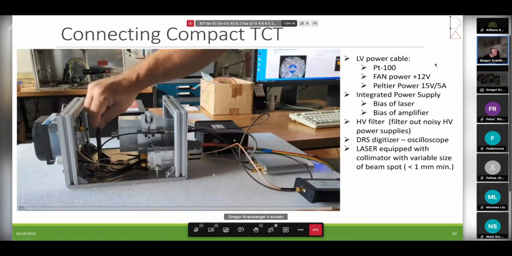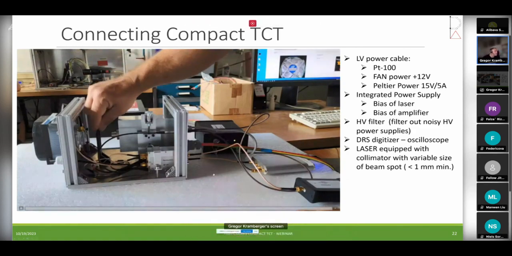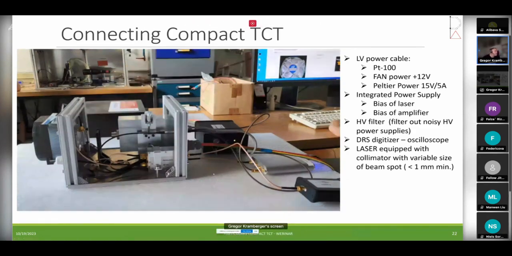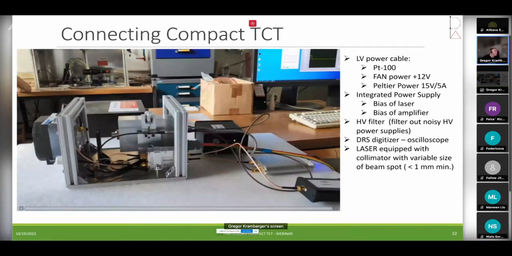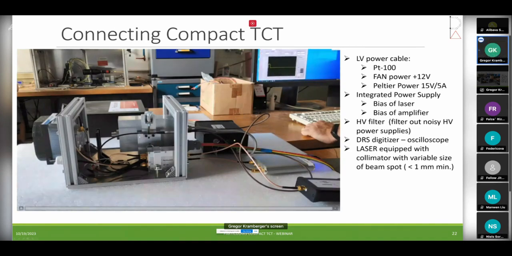So you can tune, and I will show it later in the presentation, the laser intensity electronically, of course, but you can also reduce it even further with the neutral density filter. So what you see here is the pulse, the pulse coming from this measurement from this sample now. It's already running.